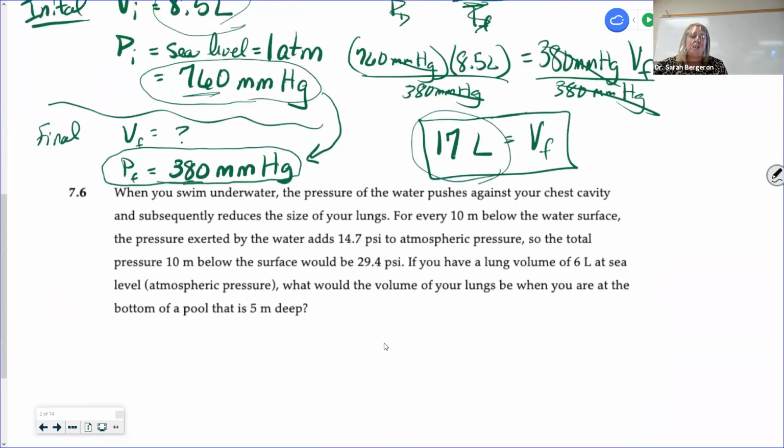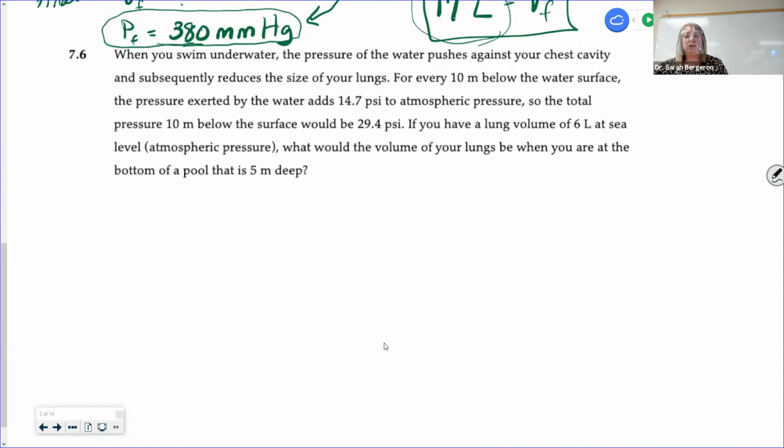All right. So the next one: when you swim underwater, the pressure of water pushes against your chest cavity and subsequently reduces the size of your lungs. For every 10 meters below the water's surface, the pressure exerted by the water adds 14.7 psi to atmospheric pressure. So if you're underwater, you have atmospheric pressure plus the pressure at whatever depth you are. So you have to take into account both. So the total pressure 10 meters below the surface would be 29.4 psi.